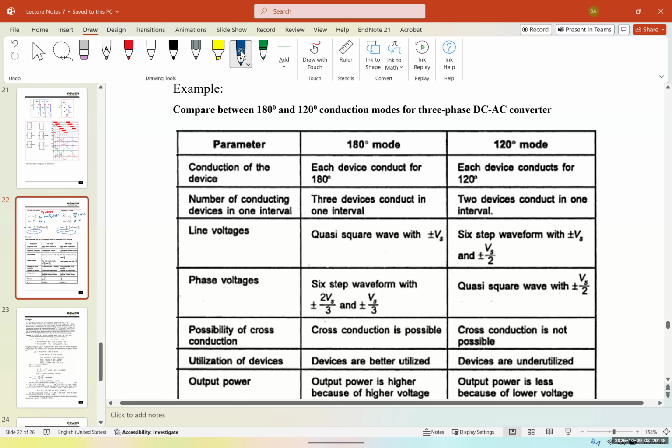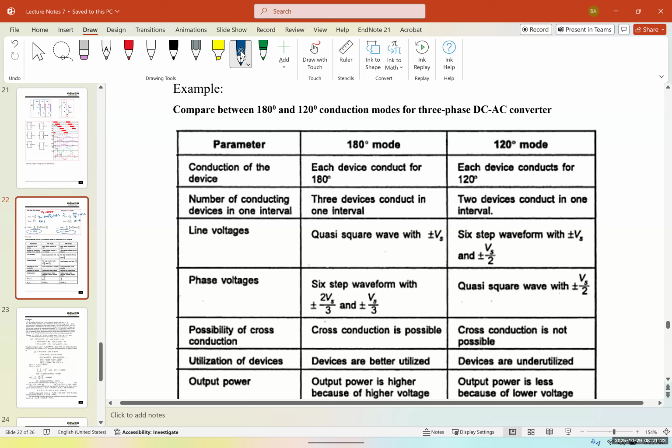For the 180 degree mode, each device conducts for 180 degrees. For 120 degree mode, it conducts for 120 degrees. For 180 degree mode, we have 3 devices conducting in one interval. For 120 degrees, we have 2. In that one, we had 3 switches conducting, T1, T5, and T6, for example. In this one, we had only 2 of them, T1 and T6.